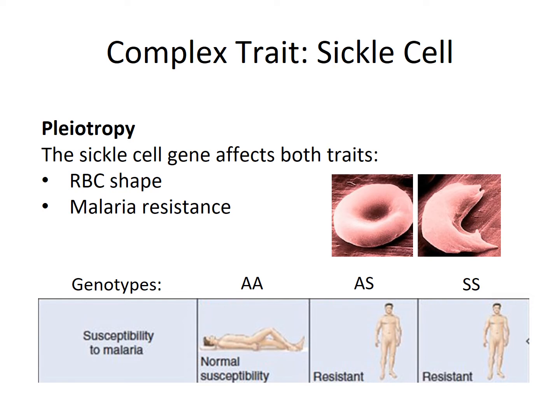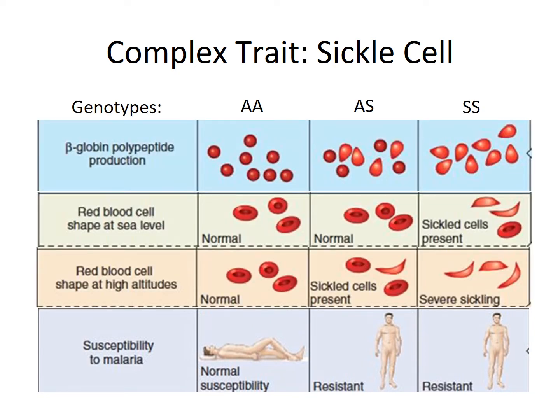So what this is showing is an example of pleiotropy, where the sickle cell gene affects both the red blood cell shape, that's trait 1, and also resistance to malaria, which is trait 2. So one gene affects both traits. To understand the complex pattern of inheritance going on with the sickle cell allele, we have to understand all of these pieces of the puzzle to understand why this trait exists in the human gene pool. Just a fascinating example of a very common human trait.